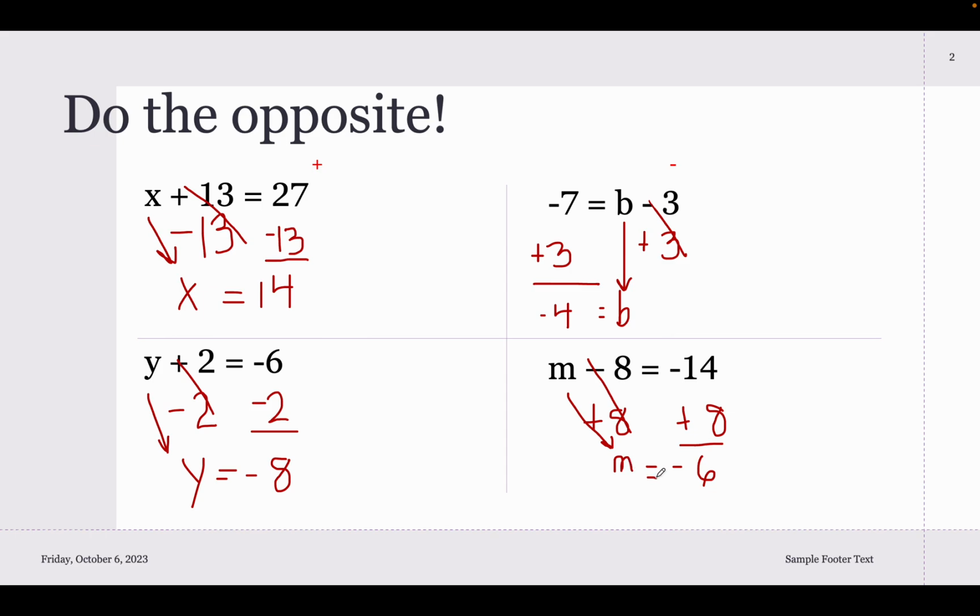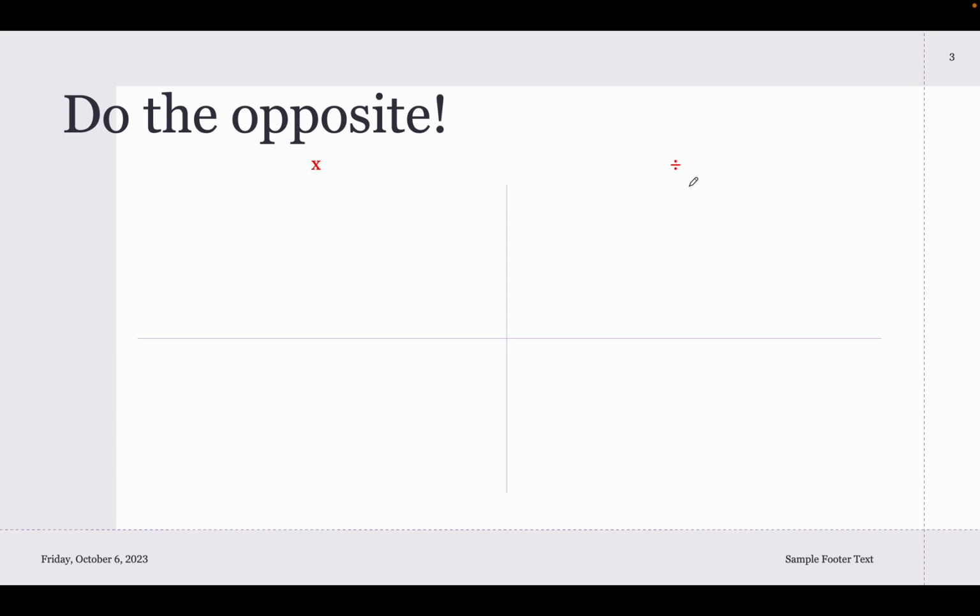Ta-da. All right. That handles adding. That handles subtracting. We just always do the opposite. Well, when it comes to multiplying and dividing, same thing. We just do the opposite. These do look a little different, but it's still the same concept. The opposite of multiplying is dividing, and the opposite of dividing is multiplying.